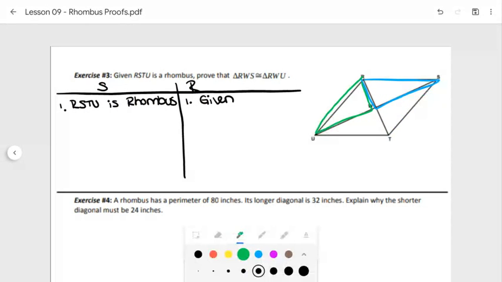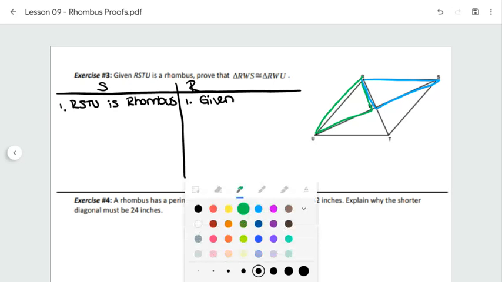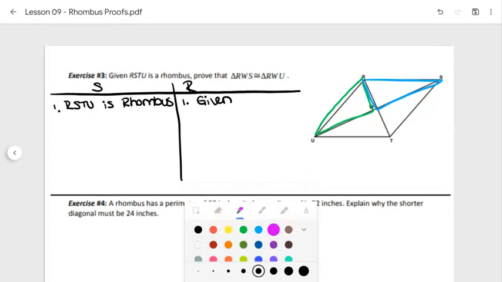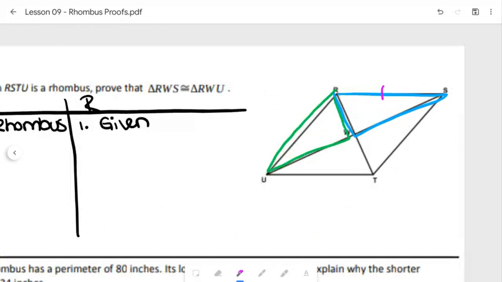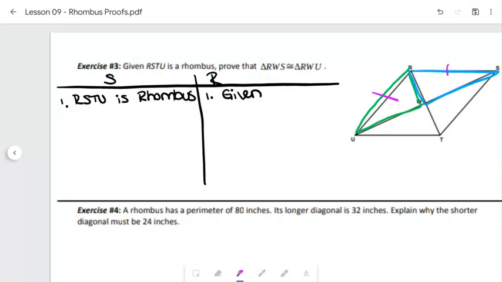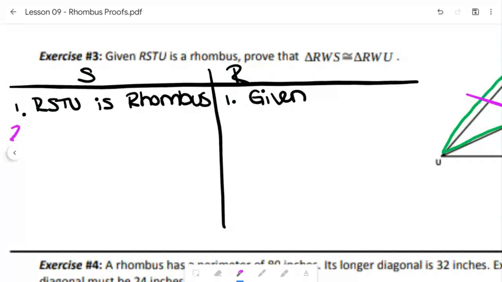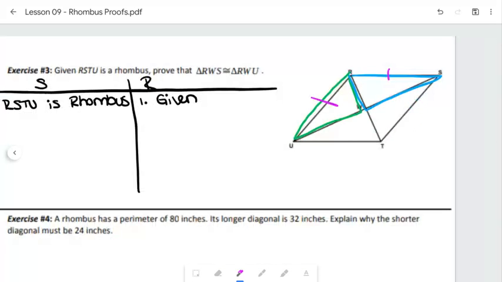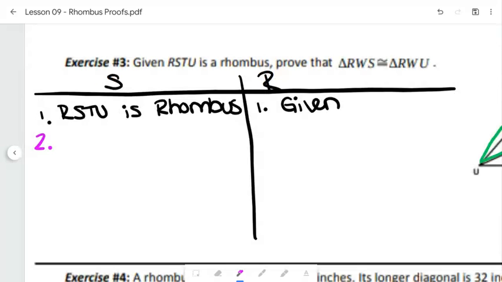So we have to think about what properties we know definitely exist for a rhombus. Just like on the last page, one thing we definitely know is that all sides are congruent. So I could say all 4 of them. I really care about the ones in the triangles that I'm trying to prove. So RS is congruent to RU.